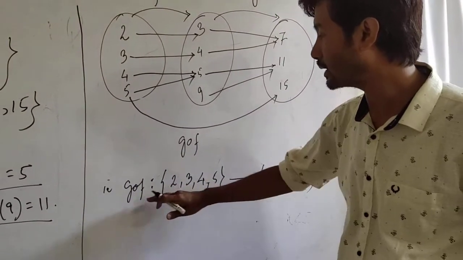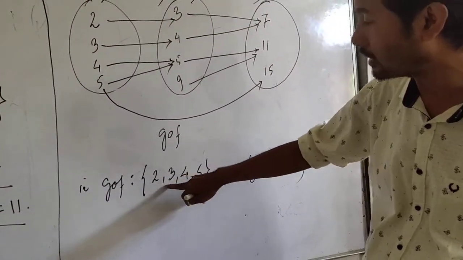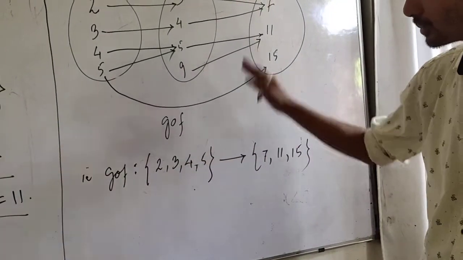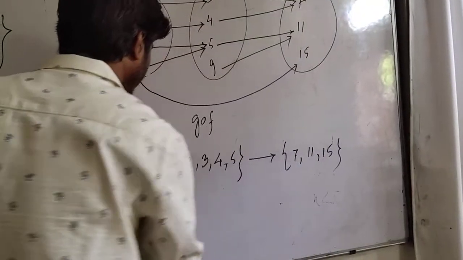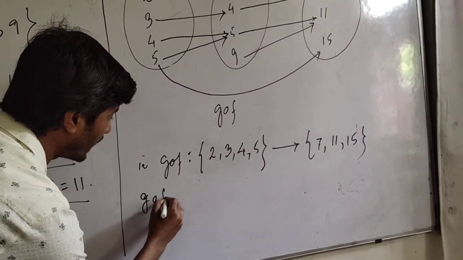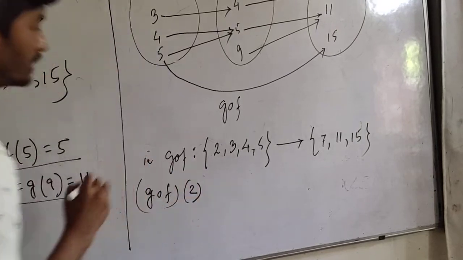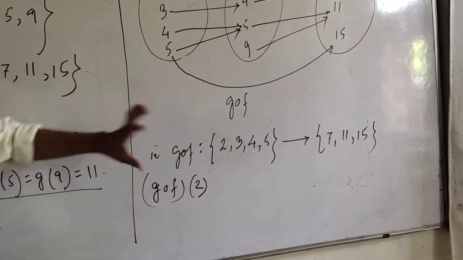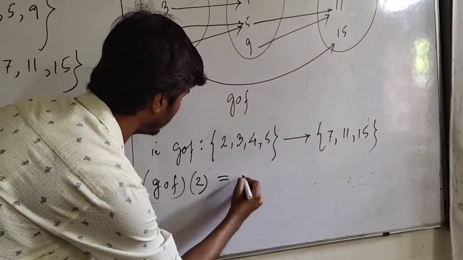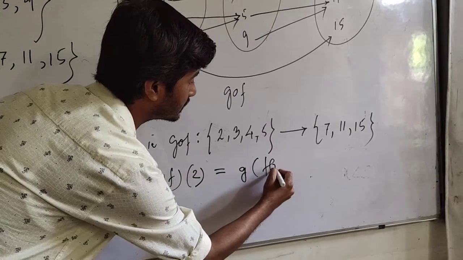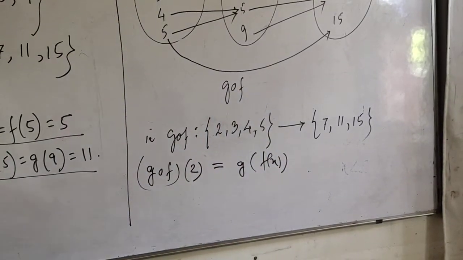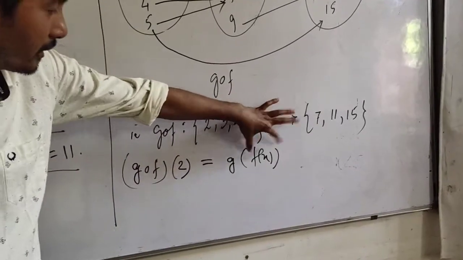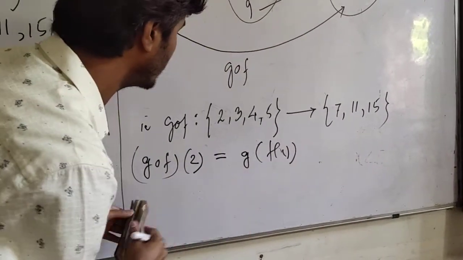Now let us see how we can obtain the images for all these elements, that is for 2, for 3, for 4 and for 5. First thing, ZOF of 2. Let us see what will be the image of 2 under the composition function ZOF here. By definition, this will be Z of F of x. This comes immediately from the definition: ZOF of x is given by Z of F of x. Here this will be not x, this will be 2.